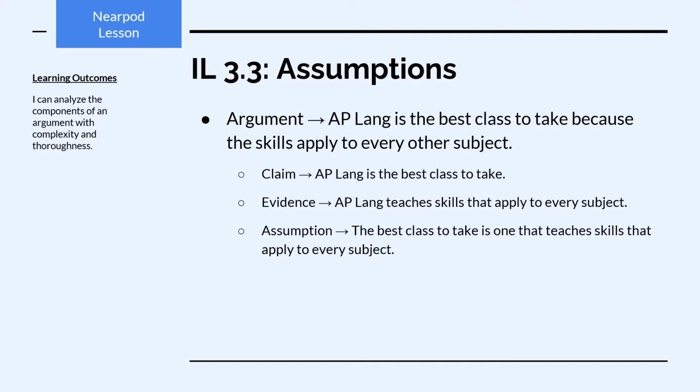For instance, if I was to make this argument that AP Lang is the best class to take because the skills apply to every other subject, my claim is that AP Lang is the best class to take. And the evidence I've supplied is that AP Lang teaches skills that apply to every other subject. But there's a third statement that is implied there. It's unstated. And it's the statement that's actually holding those two things together and making the claim connect to the evidence. And that is my assumption. The assumption here being that the best class to take is one that teaches skills that apply to every subject.